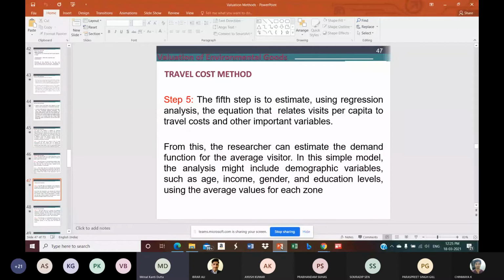After this average round trip cost of expenses, or cost of travel, is estimated, the next step is to estimate the equation that relates visits per capita to travel cost and other important variables. In this sense, we try to have a cause and effect relationship between different variables and independent variables, which may be visits per capita, the number of visits in essence. So the number of visits might be associated with the travel cost. The higher the travel cost, the lower will be the number of visits to the zone or to the site.